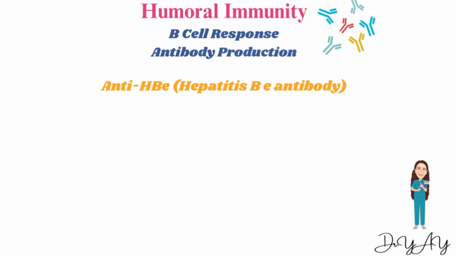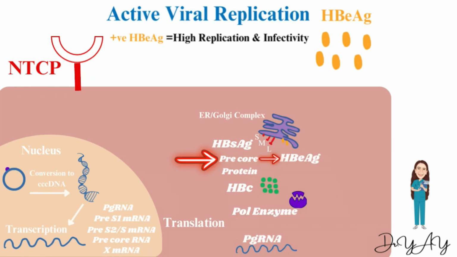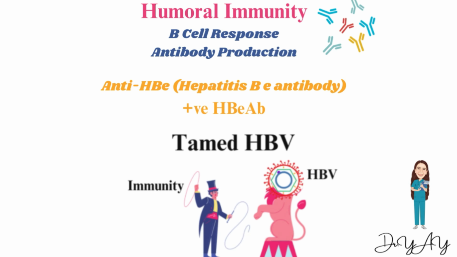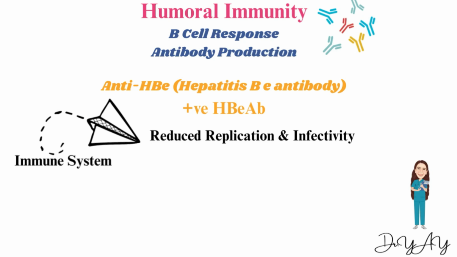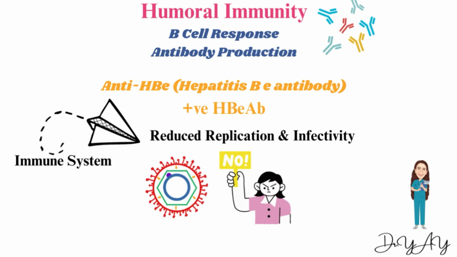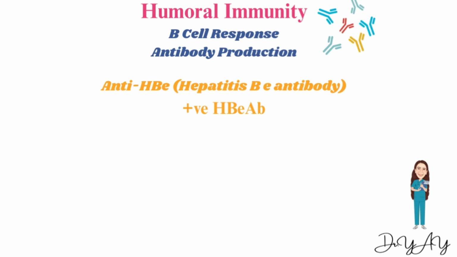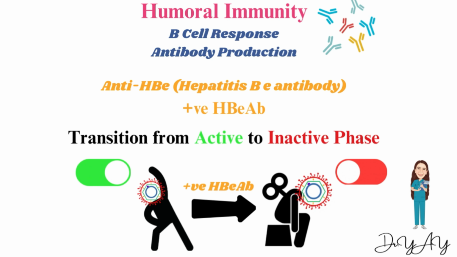Moving next to the anti-hepatitis B E antibodies, we previously mentioned that the hepatitis B E antigen denotes active viral replication and high infectivity, and so the presence of antibodies against them denotes a shift in the infection dynamics, saying that the virus has been tamed to some degree and the infectivity is reduced. And so it's a message from the immune system saying that we have gained some ground, but it doesn't say that the battle is over like the hepatitis B surface antibodies. It's rather a marker of transition from an active to an inactive phase.